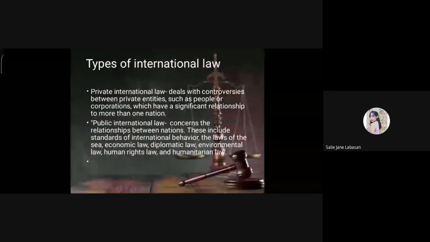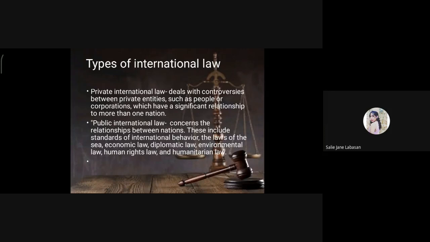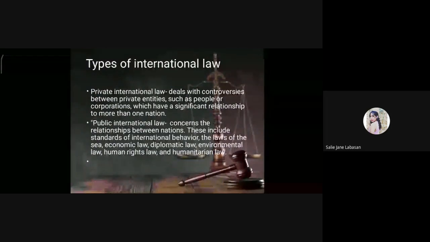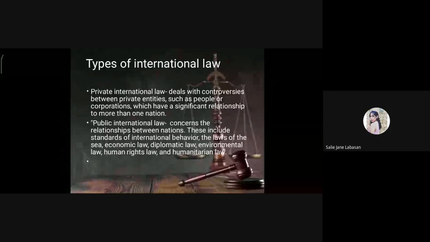Types of international law. First is private international law. It deals with controversies between private entities such as people or corporations which have significant relationship to more than one nation. An example is the Bhopal gas tragedy, lawsuits arising from the toxic gas leak in Bhopal, India, from industrial plants owned by Union Carbide, a US corporation. So that would be an example of private international law.